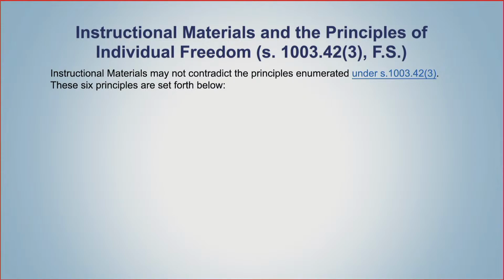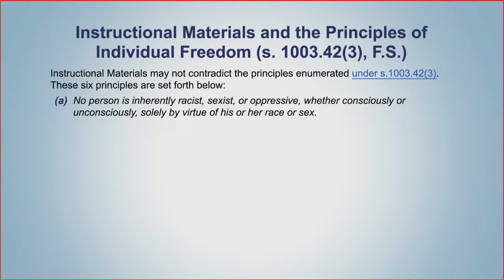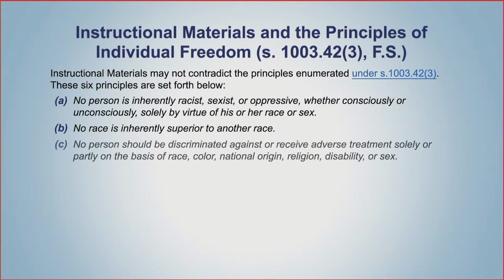Section 1003.42(3), Florida Statute reads: A. No person is inherently racist, sexist, or oppressive, whether consciously or unconsciously, solely by virtue of his or her race or sex. B. No race is inherently superior to another race. C. No person should be discriminated against or receive adverse treatment solely or partly on the basis of race, color, national origin, religion, disability, or sex.